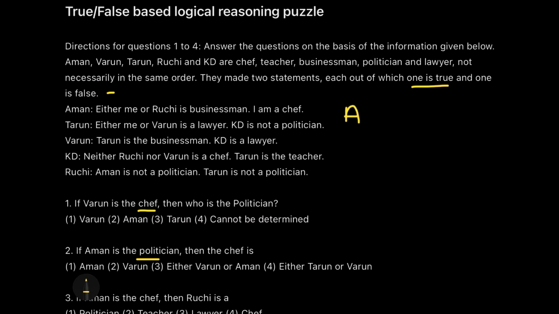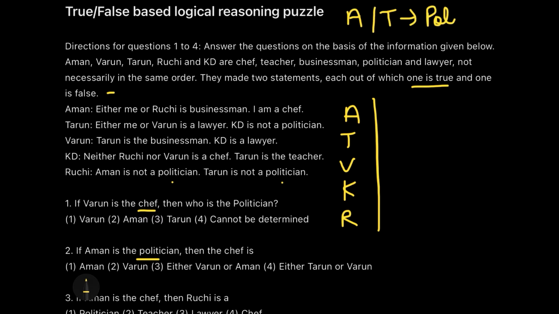I am writing the various names over here as the abbreviations A, T, V, K and R. And for this, I would be making up the conditions given to me. Now, if I start with Ruchi's statement, it says that Aman is not a politician, Tarun is not a politician. This clearly means that either Aman or Tarun is definitely a politician. One of the statements will be true, another will be false. That means Aman or Tarun is the politician. Now, as per our question number 2, we can see that Aman is the politician. So let's take case number 1.